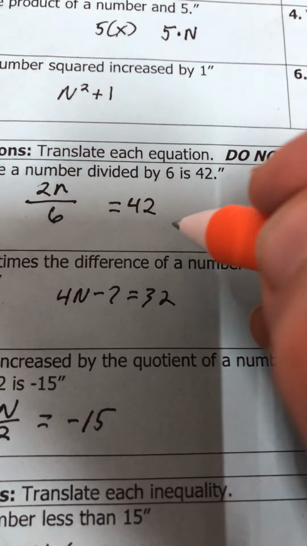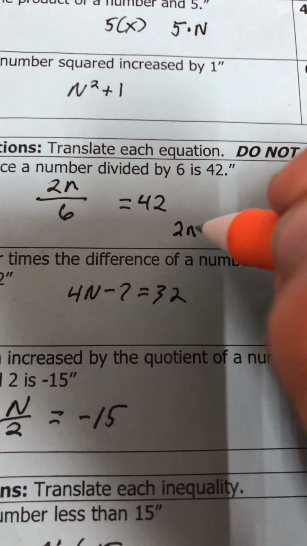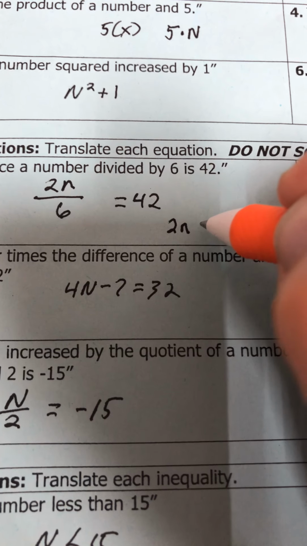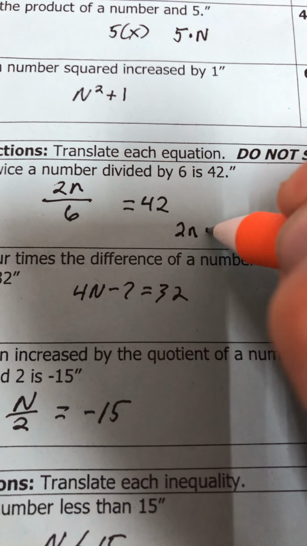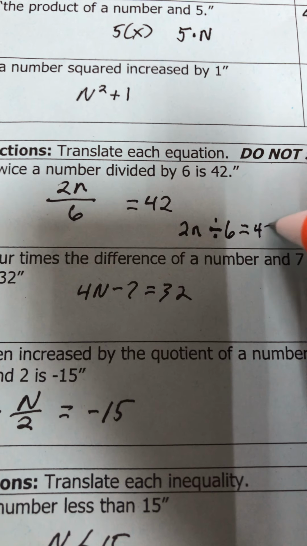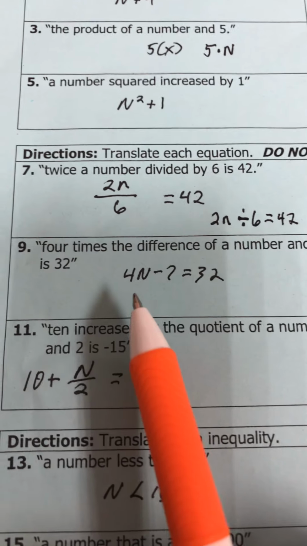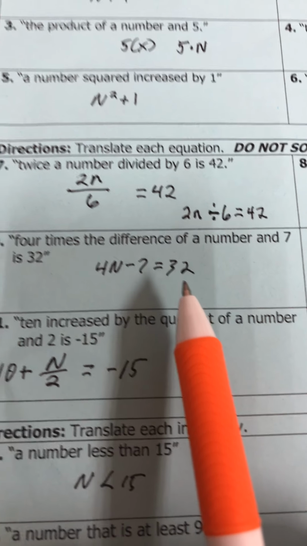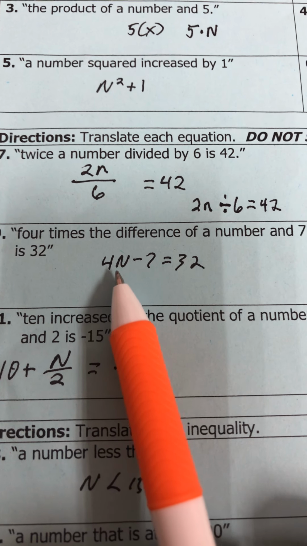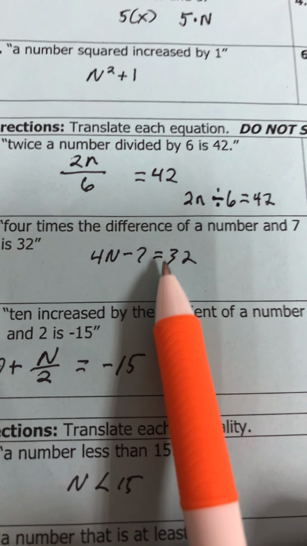You could write it differently. You could have 2n just right next to it or in parentheses, whatever. Twice a number divided by 6 equals 42. You could write it like that too. Okay, so a couple options there. Number 9, 4 times the difference of a number and 7. So 4 times a number, and the difference between that 4 times the number and 7 is 32.